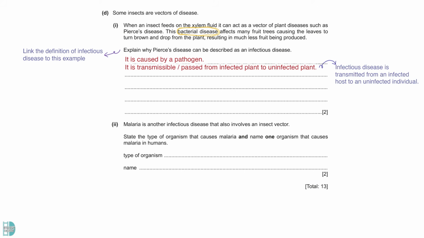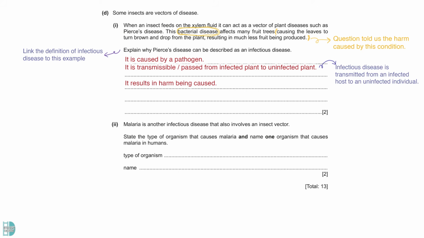Secondly, infectious diseases can be transmitted from an infected individual to an uninfected individual. In this case, from one plant to another. Thirdly, diseases bring harm to the infected individuals. The question has told you the negative impact of this condition, so it fits the definition of a disease.